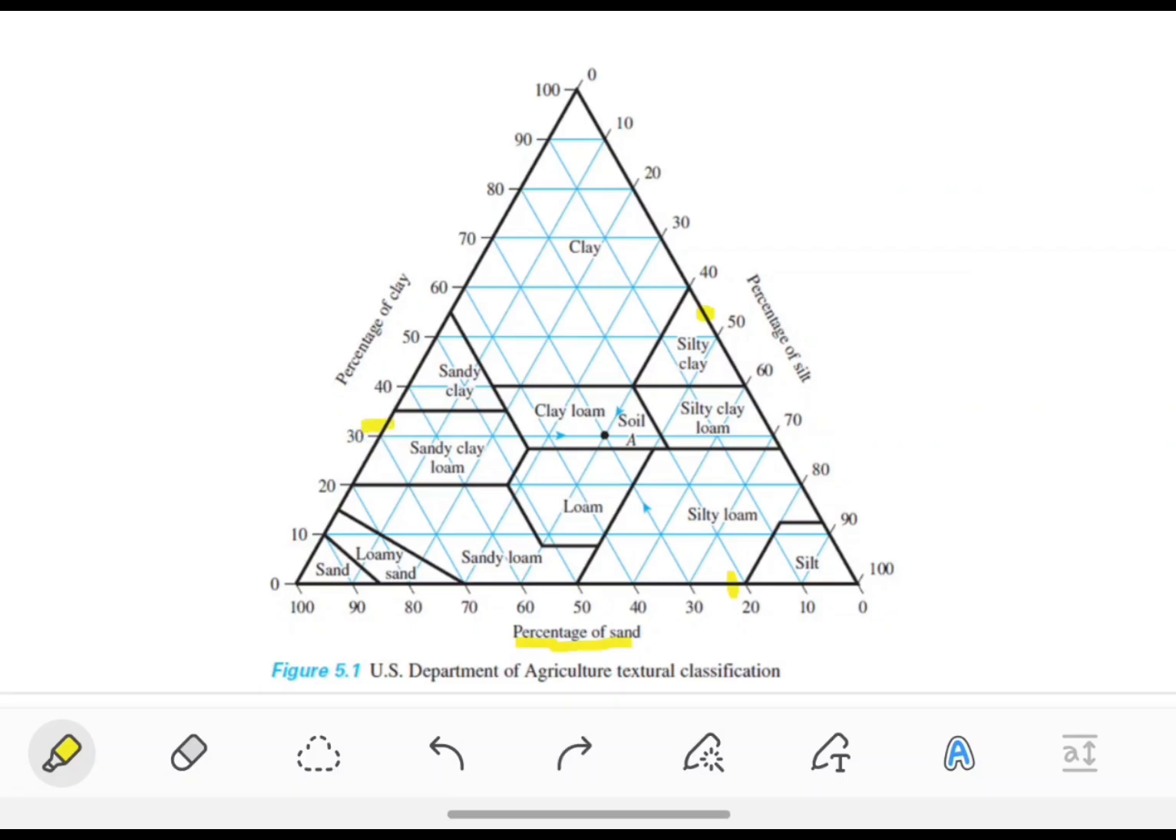So the corresponding line for these 3 points will fit in this section, and the section name is clay loam.